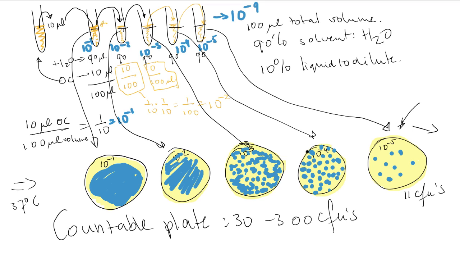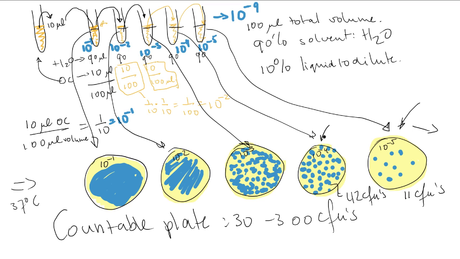But this one has 1, 2, 3, 4, 5, 6, 7, 8, 9, 10, 11, 12. Anyhow, let's imagine, I'm too lazy to count. Let's imagine there are 42 colony forming units, because 42 is the answer to life, the universe, and everything. So 42 colony forming units on this plate. How can we use that information now to figure out the original cell density?